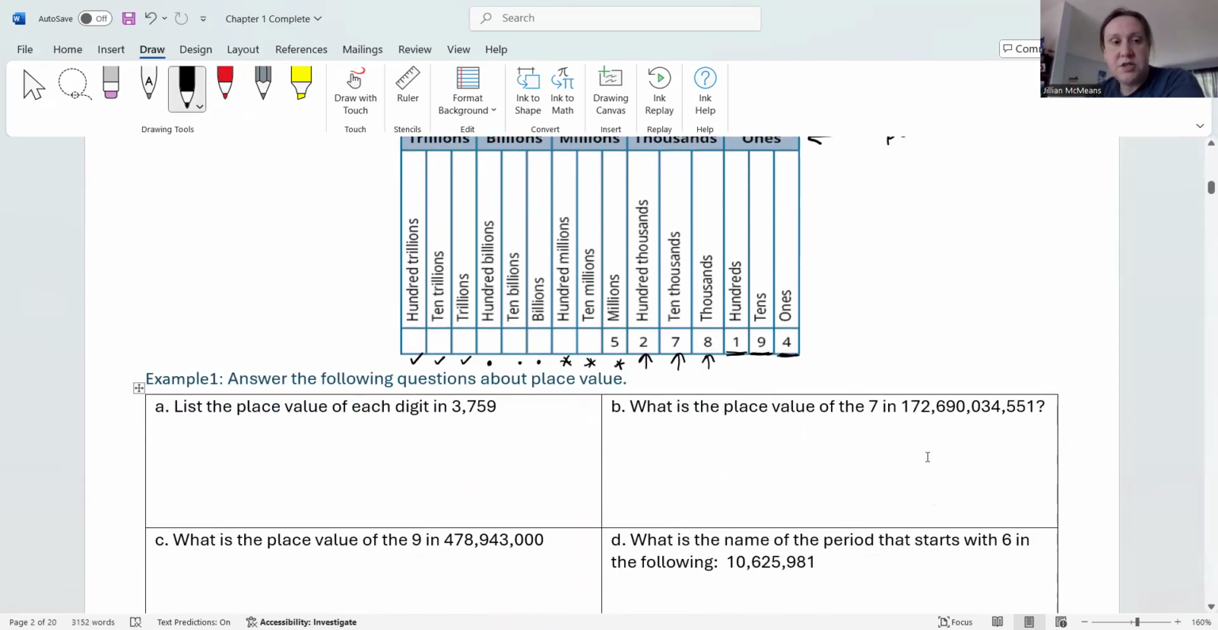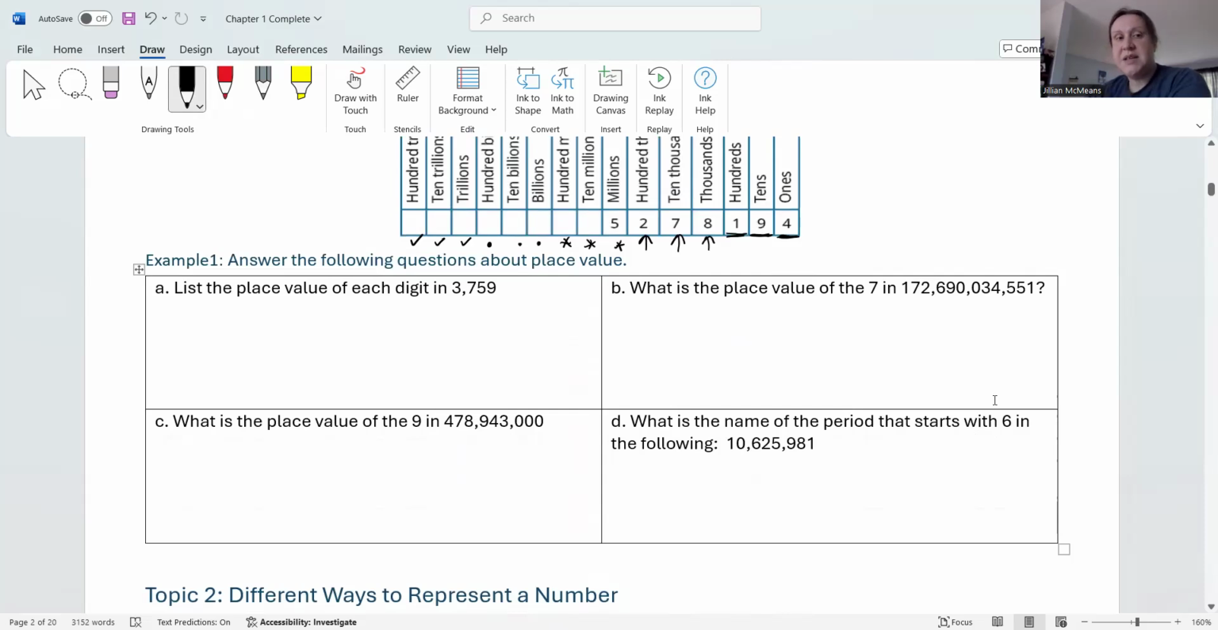So let's look at our first example here. Example 1 says, answer the following questions about place value, okay? For part A, it says, list the place value of each digit in the number 3,759. So remember, you start at the right and you work your way left when it comes to place value. Looking at the 9, that is in the ones place. And you can compare that to this chart we have up here.